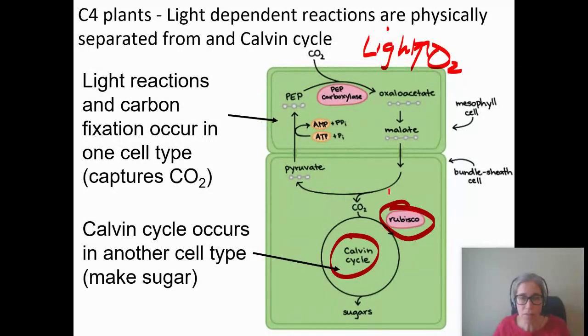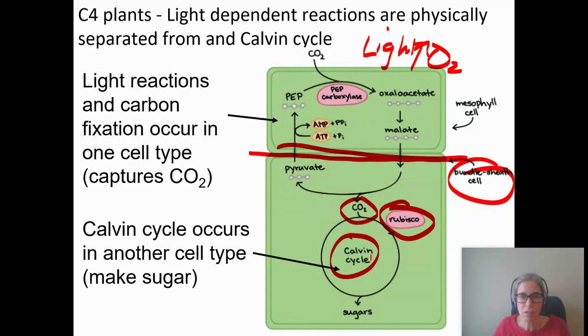If you have lots of oxygen, then Rubisco will use the oxygen instead of the carbon dioxide and break down sugar. Not a good thing. So these are physically separated out. The bundle sheath cells are where Rubisco will work, where the Calvin cycle will happen. And then in these mesophyll cells, the light reactions will happen, which will produce lots of oxygen.